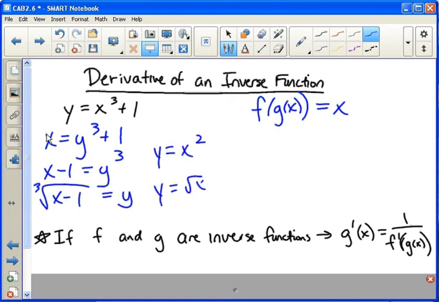So a really simple example of two inverse functions would be x squared and the square root of x. Well, if I plug the square root of x in here, I'm just going to get x, or if I plug x squared in here, I'm just going to get x. That's just one of the properties of inverse functions. You'll see the same thing if you plug this one in here and so on.